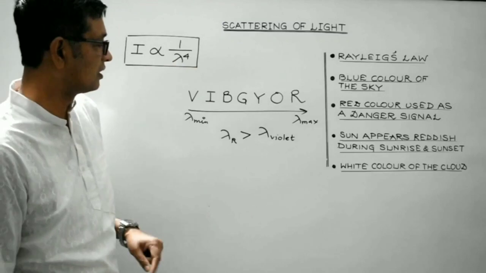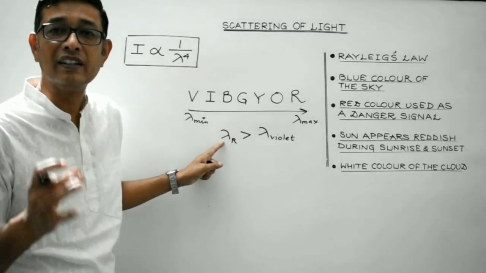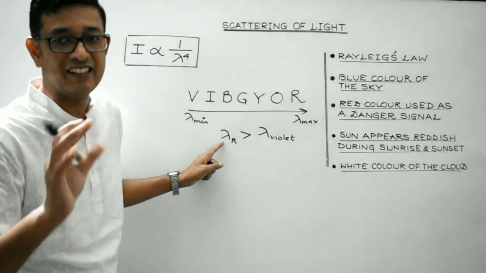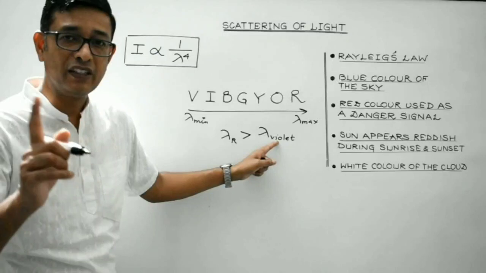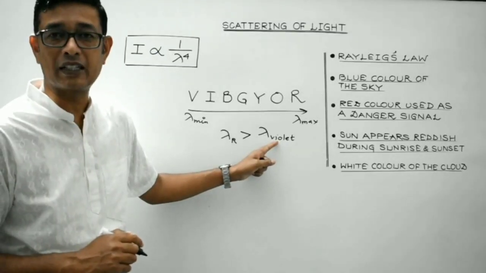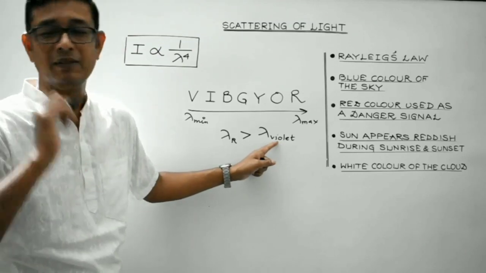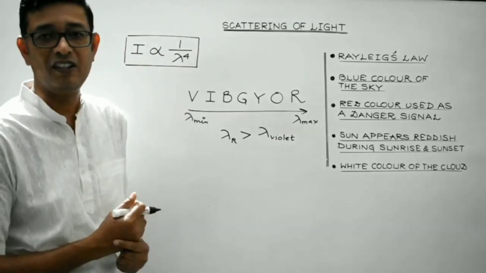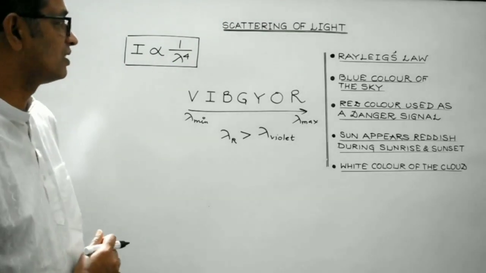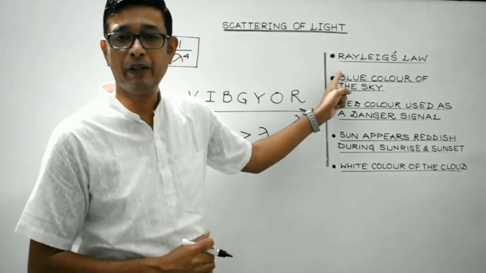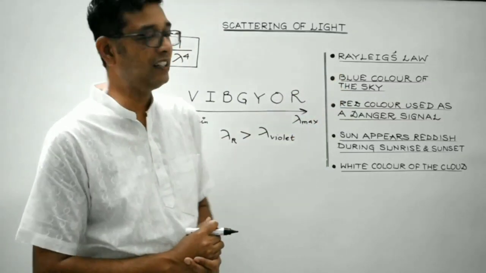So, as per this, red being a longer wavelength, it will get least scattered. While violet, its wavelength is smallest in the visible spectrum, so violet color must get scattered to the maximum extent as per this law. Is it clear, students? Okay, now what we have discussed is its applications. And the first application was the blue color of the sky.